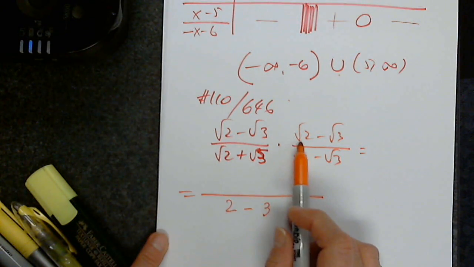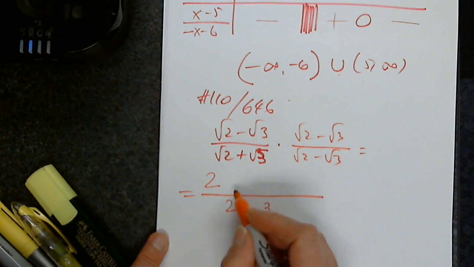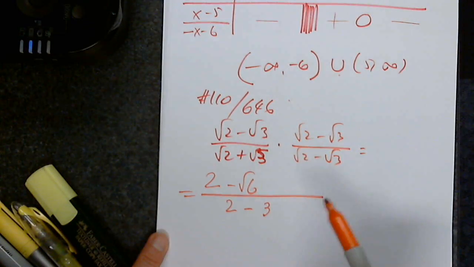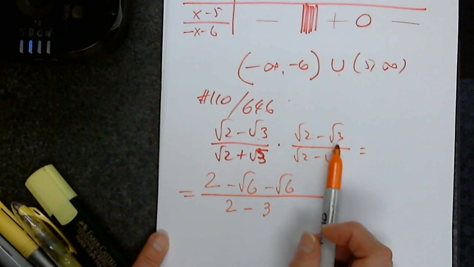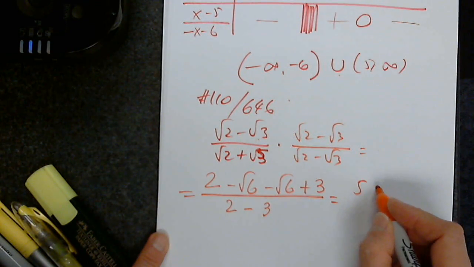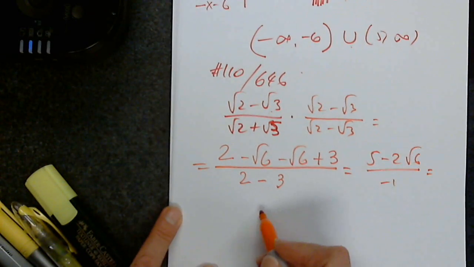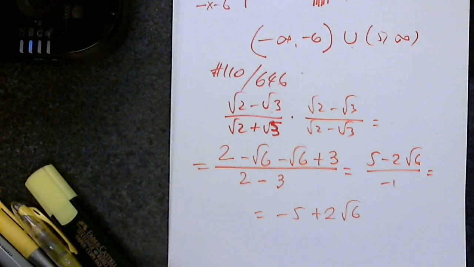Now the square root of 2 times the square root of 2 is 2. The square root of 2 times the square root of 3 will be negative the square root of 6. Negative square root of 3 times the square root of 2 will be negative the square root of 6 again. And negative square root of 3 times negative square root of 3 will be positive 3. So this will end up being 5 minus 2 the square root of 6 over negative 1, or negative 5 plus 2 the square root of 6.